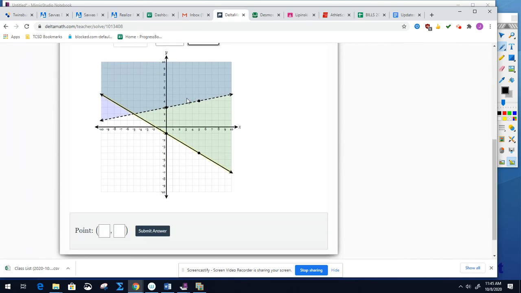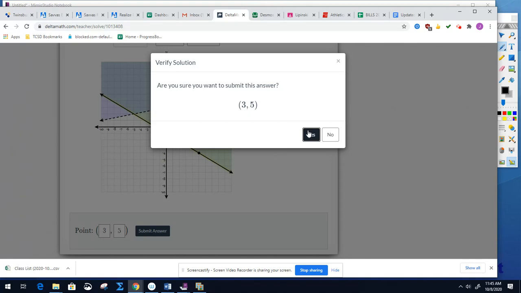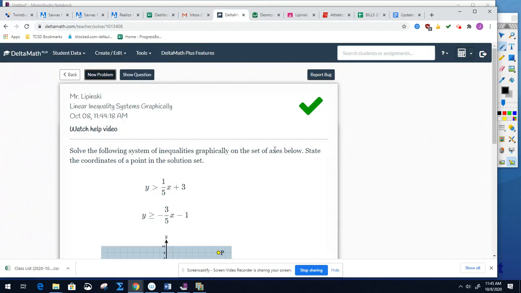I'm going to put in the ordered pair 3, 5, just to show that you know that's where the solution is. Okay, so there's going to be 5 of these on your homework. You should definitely be able to do those problems.